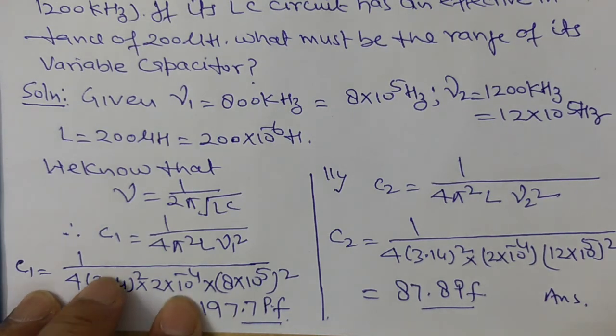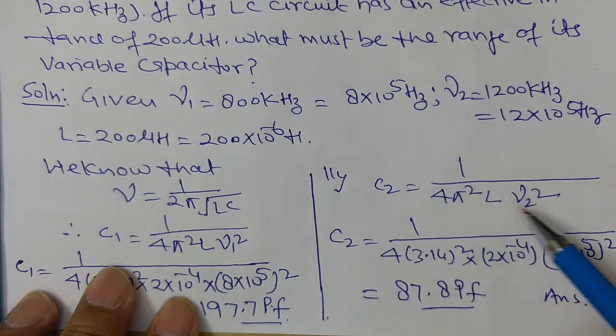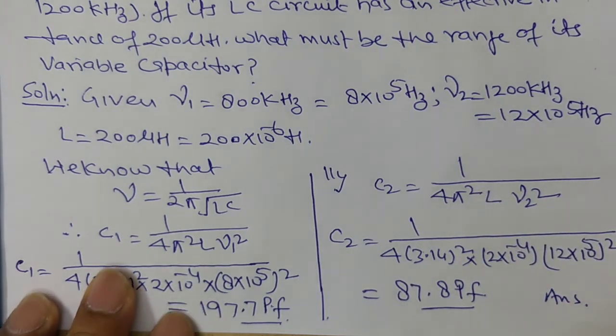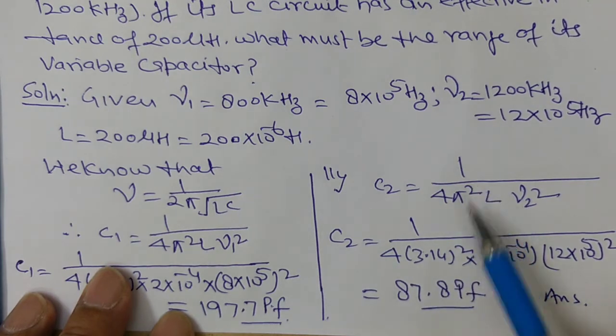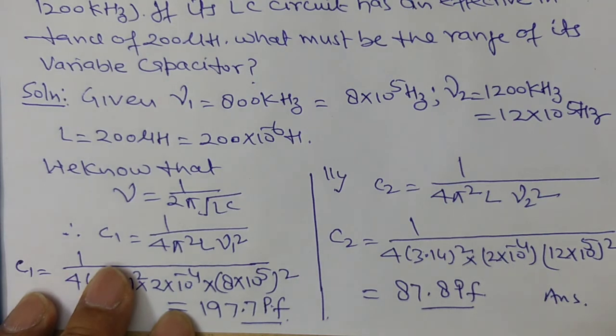Similarly, C2 is equal to 1 upon 4 pi square L into nu 2 square. Now on putting values, this pi is 3.14 squared, L is equal to 2 into 10 to the power minus 4, and nu 2 is equal to 12 into 10 to the power 5, this whole square. On solving, the value of C2 is equal to 87.8 picofarad.